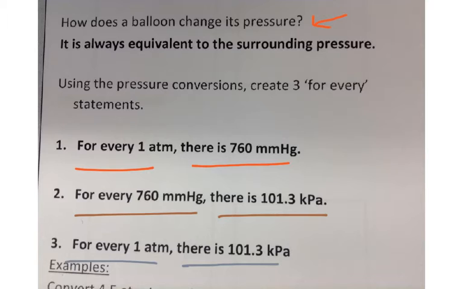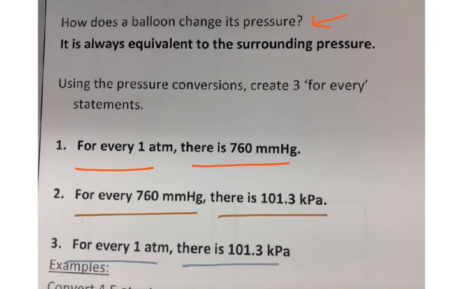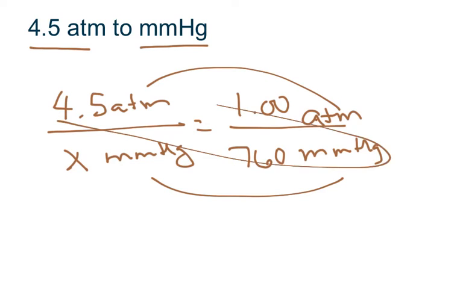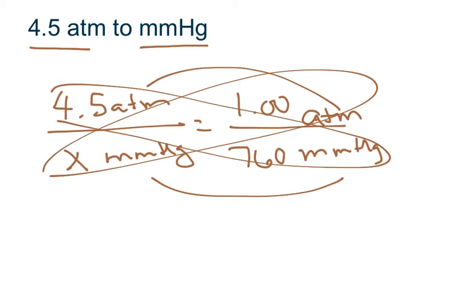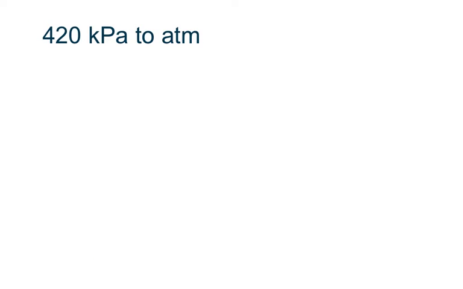So I'm going to look at my conversions, which are right here, and I'm going to use those numbers. I know that 1.00 ATM is equal to 760 millimeters of mercury, and now I'm just going to cross multiply and divide, and I get 3,420 millimeters of mercury. Rounded to the correct number of sig figs, which 4.5 has 2, this number is going to stay the same because it is followed by a 2, so it would be 3,400 millimeters of mercury.